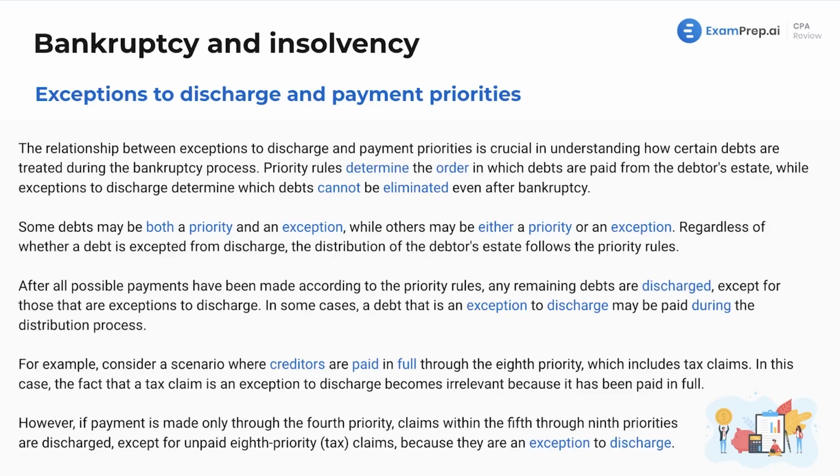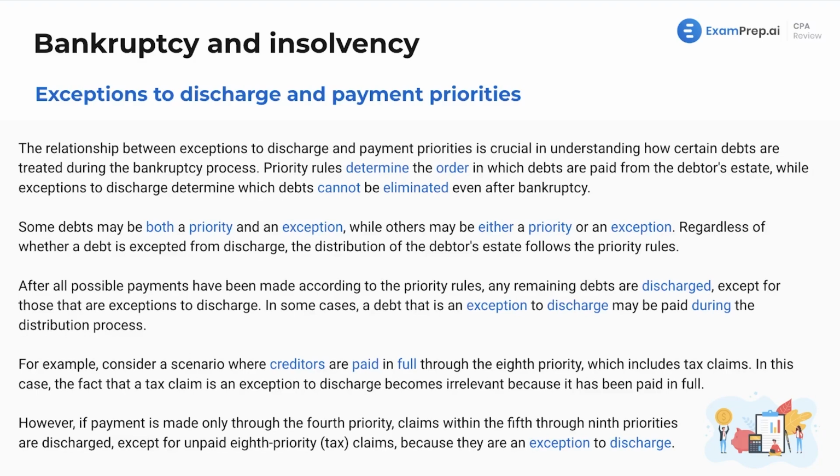All right, seeing here, we've got some exceptions to discharge and payment priorities. Now, the relationship between exceptions to discharge and payment priorities is going to be crucial in understanding how certain debts are treated during the bankruptcy process. Priority rules determine the order in which debts are paid from the debtor's estate, which we just saw in our previous example, while exceptions to discharge determine which debts cannot be eliminated even after bankruptcy.